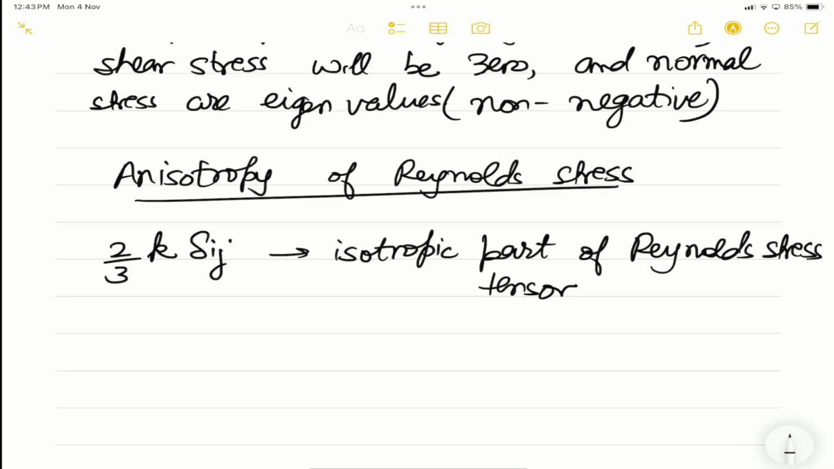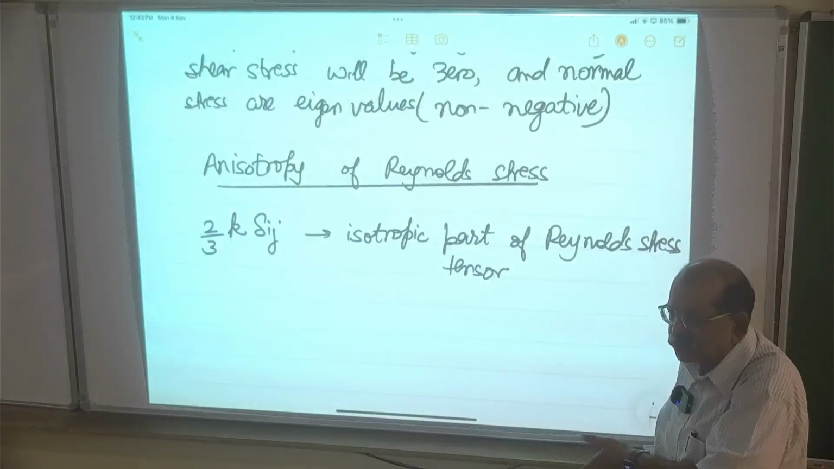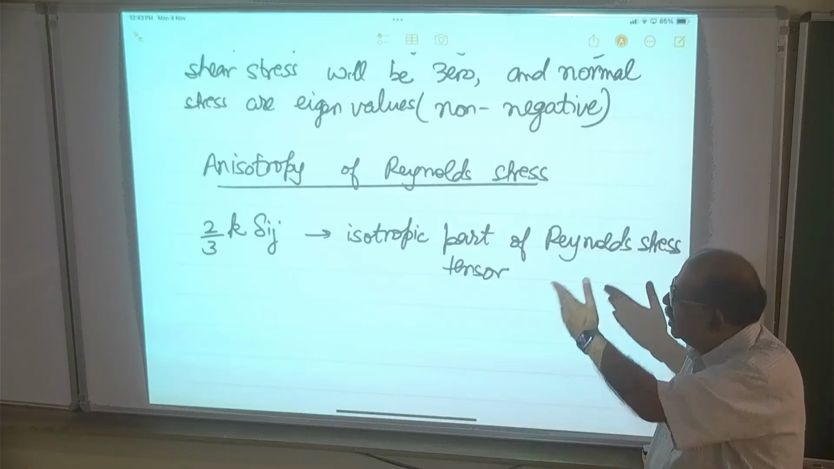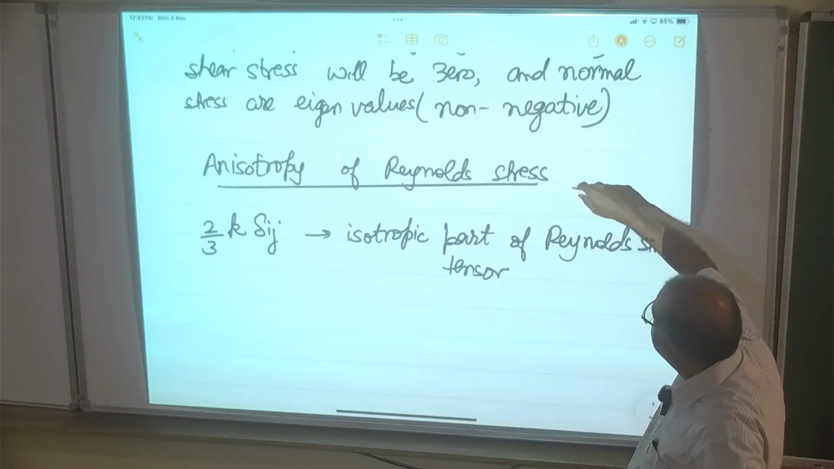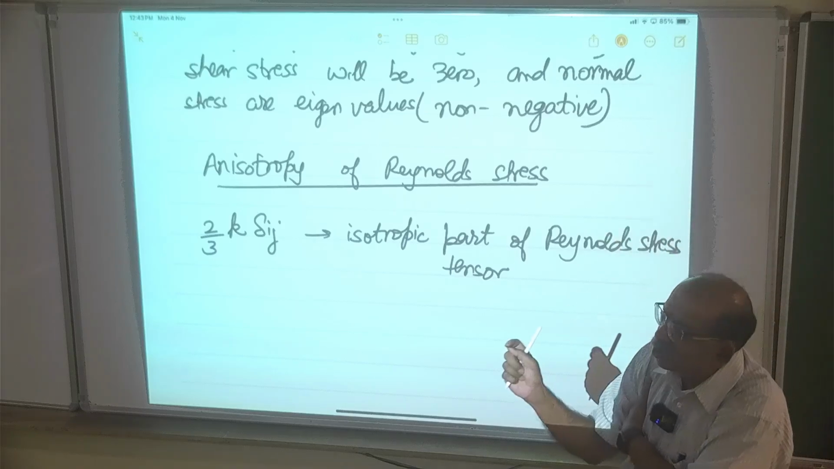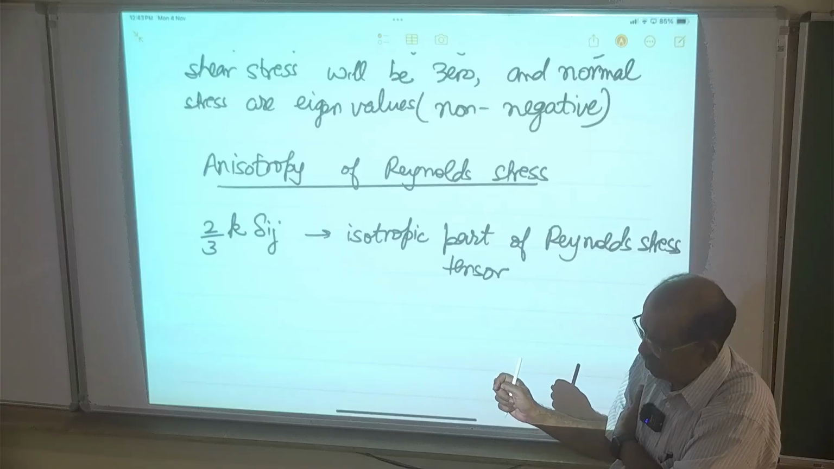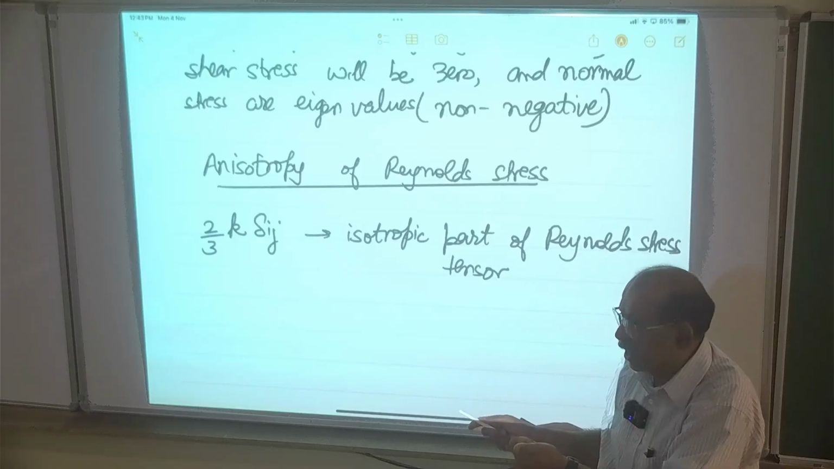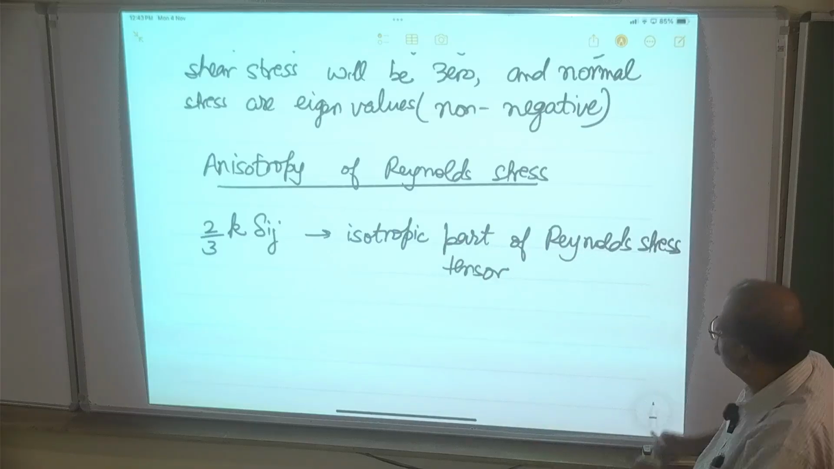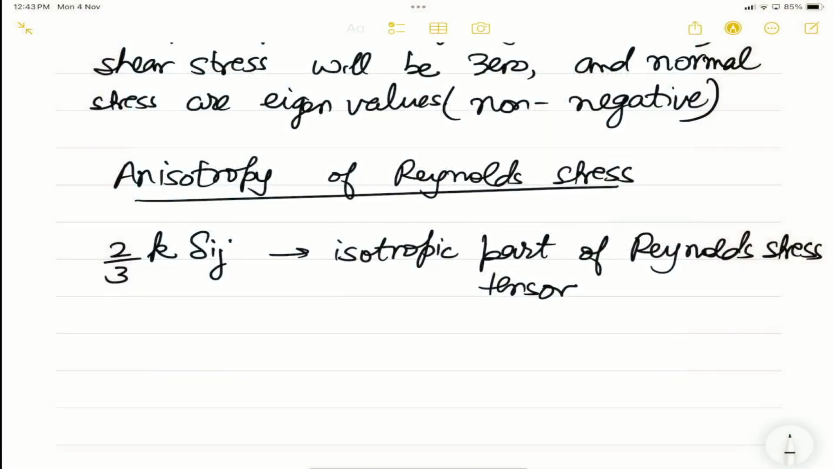We divide it by 3, because it is the sum of all the diagonal terms divided by 3, multiplied by delta ij. Now, the sum of all the diagonal terms is u1 prime square plus u2 prime square plus u3 prime square, which is equal to 2k. So 2k divided by 3 times delta ij is the isotropic part of the Reynolds stress tensor.